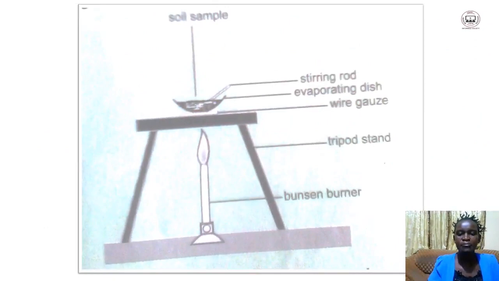On the diagram, it is showing the evaporating dish where we're going to place the soil sample. Apart from that, we also have the stirring rod to stir the soil for easy evaporation of water. We also have the tripod stand where we're going to place the evaporating dish. Then we also have the basin burner, or any source of heat can also be used.